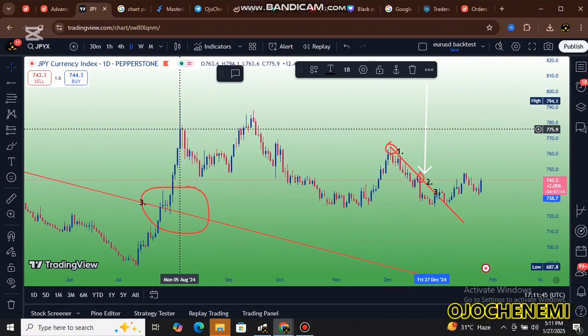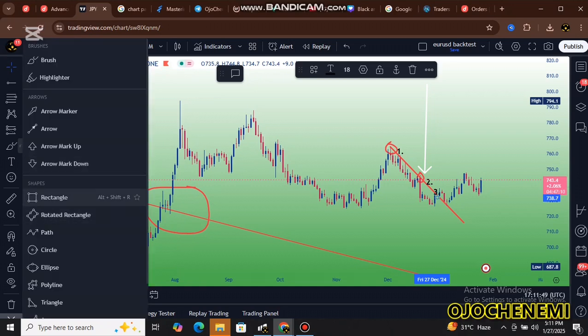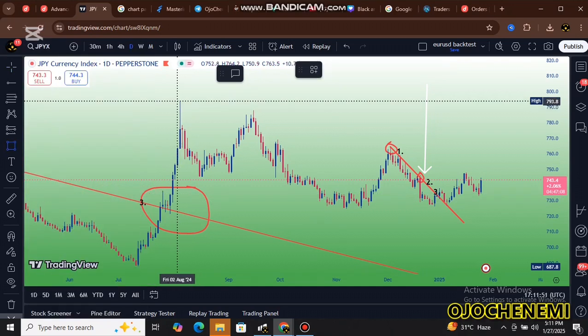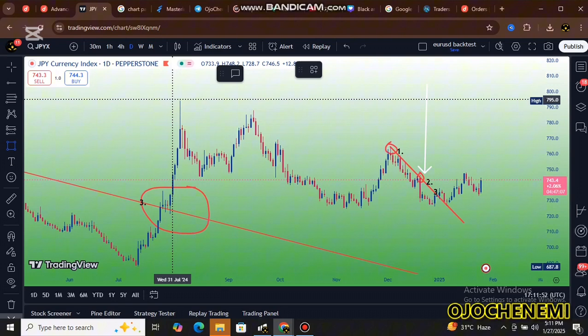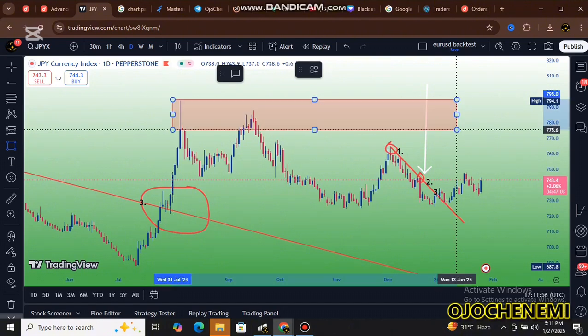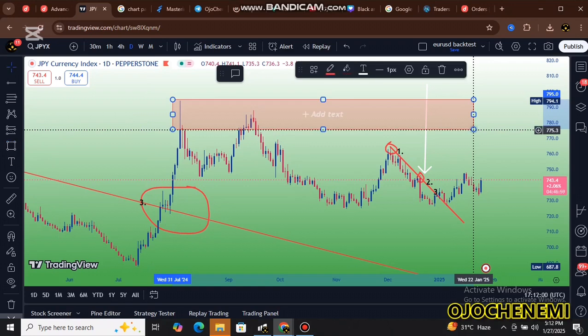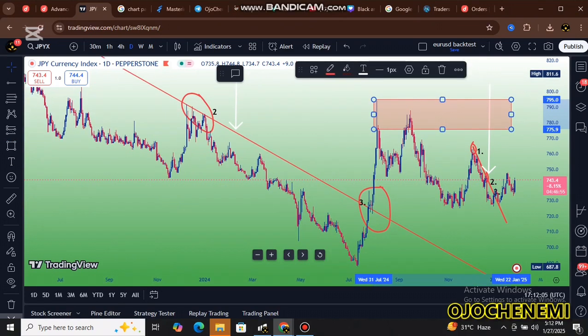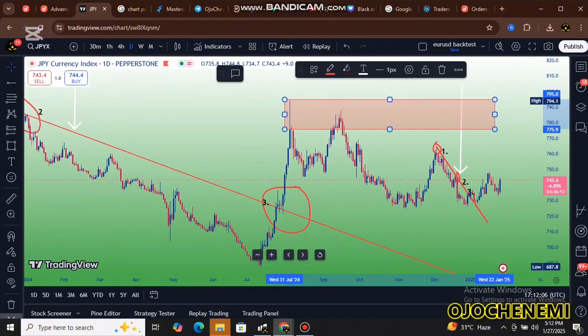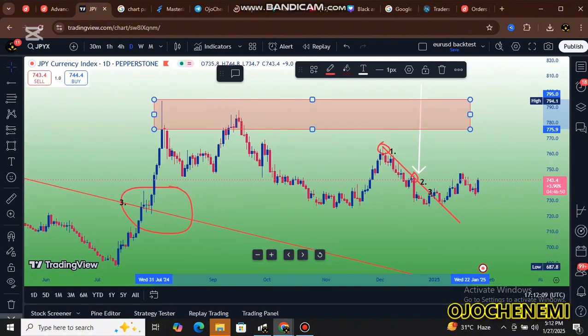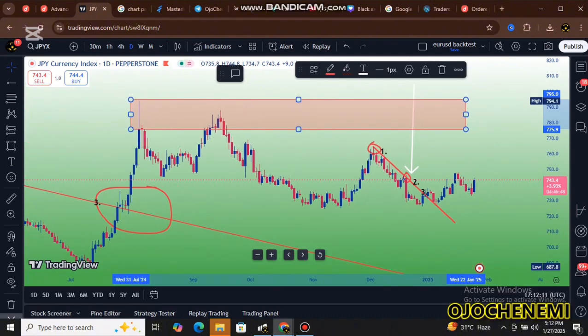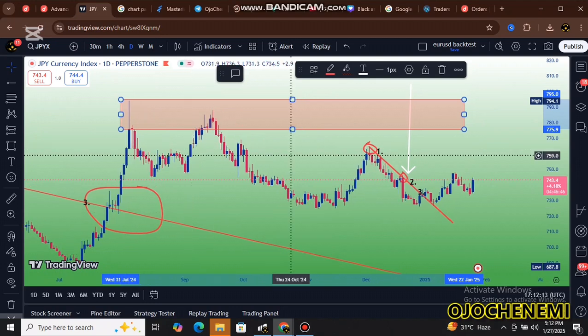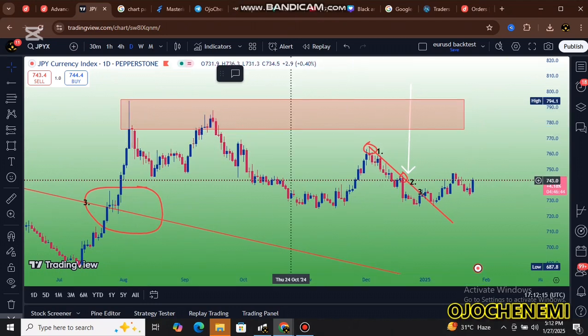Let me draw. I'm going to draw the rectangle box now. So I'll pick the rectangle and draw at the double top so you can see how the double top has formed there on the first one. So after this top, you can see this point, top one and top two. What happened is that the market has not reached there for some time now. Since this period, the market has been going down, making a kind of lower high.